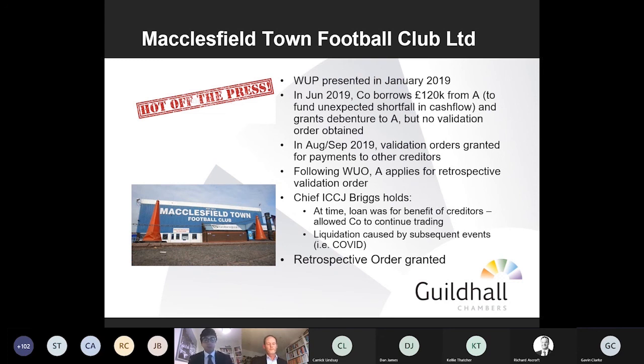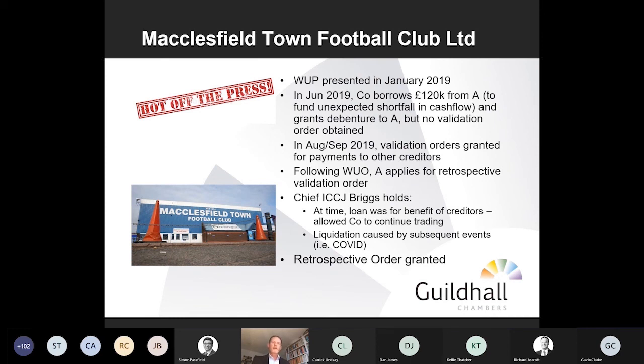So there was a long period in which the petition was down, and during the course of that, the court did make various validation orders in relation to particular payments to creditors. We don't know the detail of that, but I assume they may have been made in advance of those transactions being entered into. But the application that has been reported in the last week or so related to a debenture and related charge over the football club's property entered into on behalf of an investor, and that application was made retrospectively.